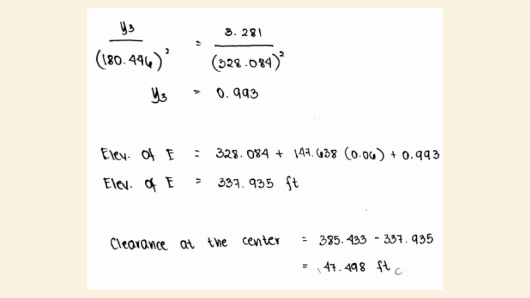Next, for C, we need to find the clearance at the center of the bridge. So to do that, we need to solve first for y sub 3 and the value of the elevation of E. So like before, y sub 3 over 180.446 square equals to 3.281 over 328.084 square. Solving the equation, the value of y sub 3 is equal to 0.993.